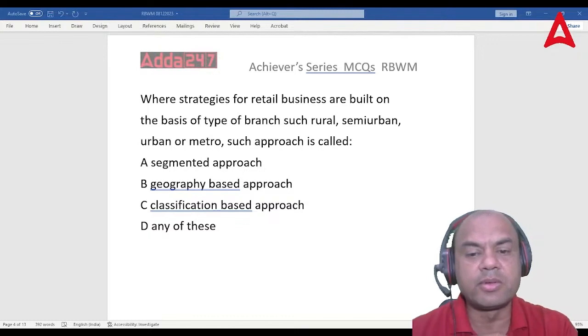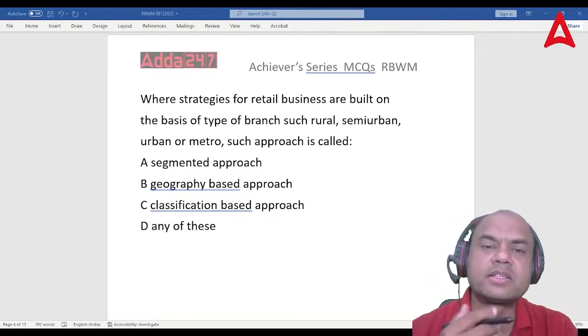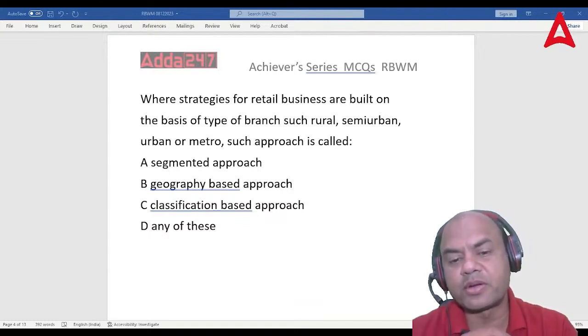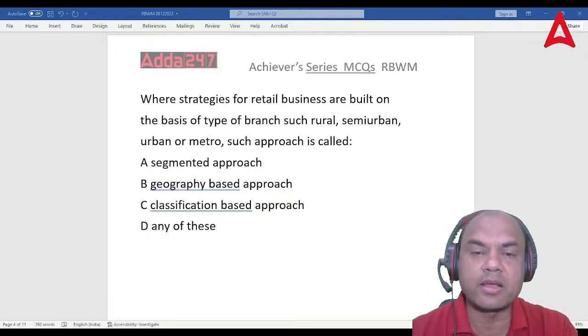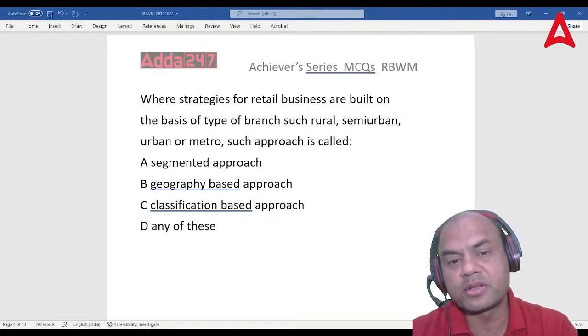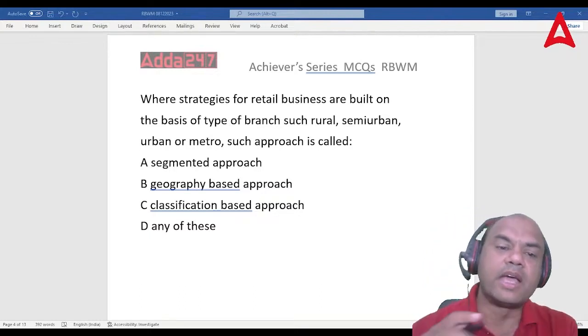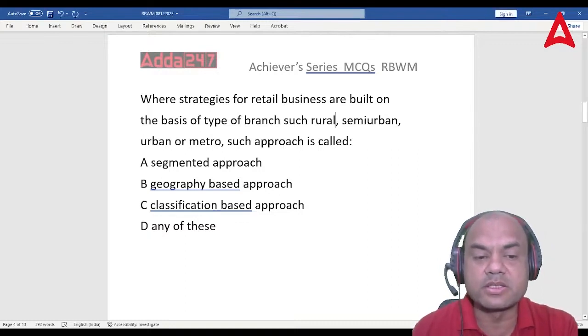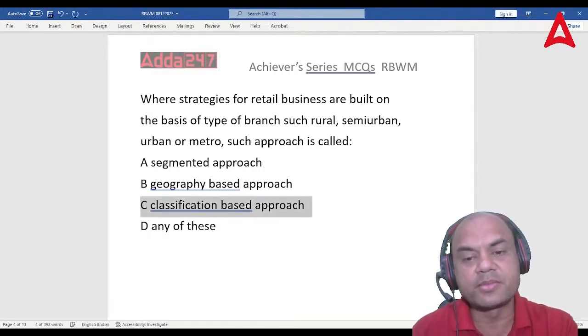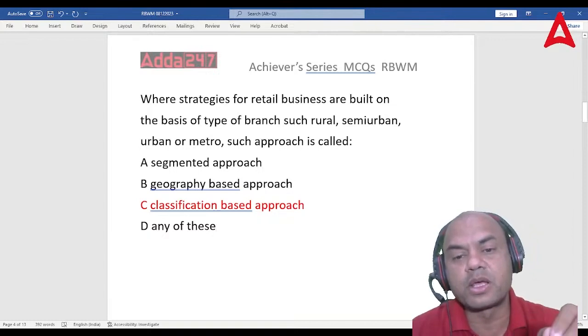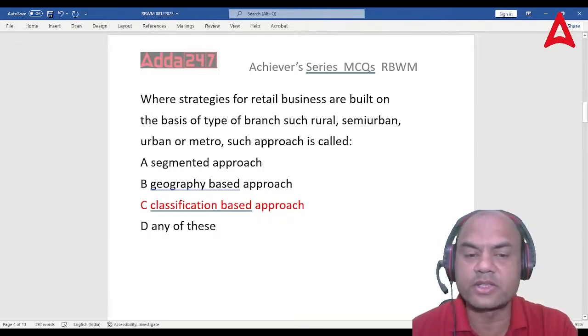Geography-based means it will be based on geography. I'm having the branch in Maharashtra, in J&K, in Punjab, Haryana, MP. This is geography based. Segmented means depending on the customer segment, I'm having an NRI branch, an MSME branch. This is segmented. Classification means rural, semi-urban, urban, as we differentiate between the branches: this is the urban branch, this is a semi-urban branch. So this becomes the answer. The classification based approach, where the branches are of the type rural, semi-urban, urban, metro, is called classification type.